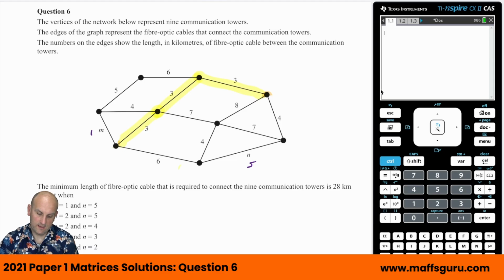What are we going to do now? Rub out 5 and the 1, and let's put in the new values. M is 2, and n is 5 again. Didn't have to rub that one out. All right, let's see what happens now.